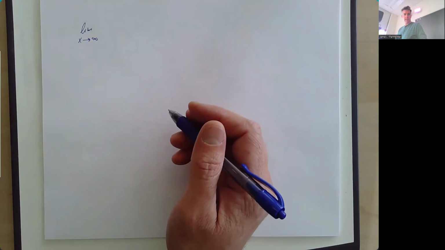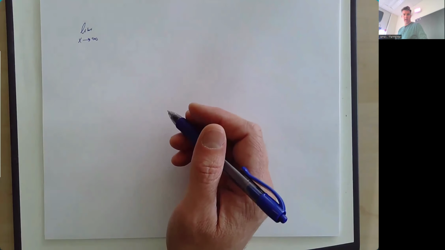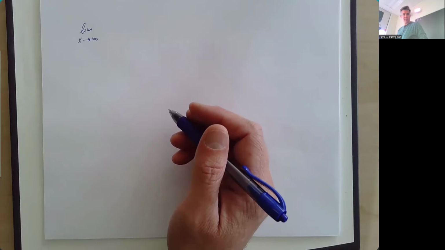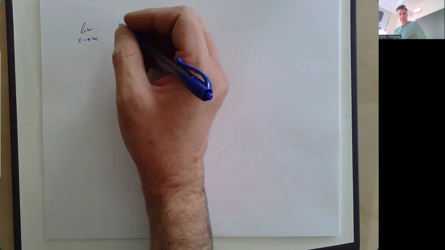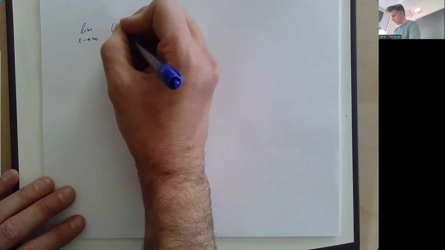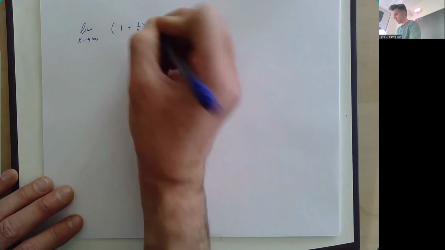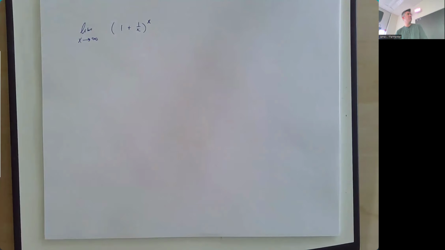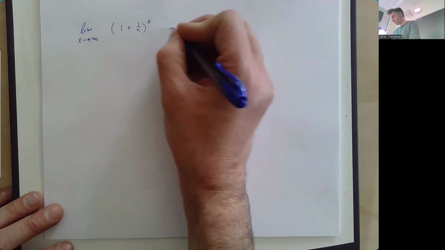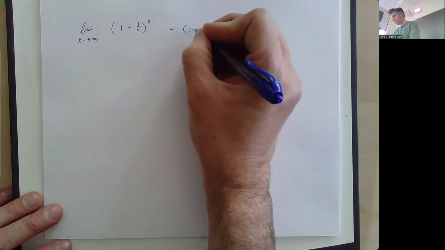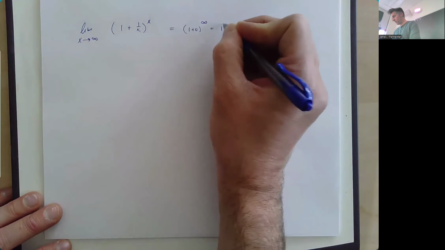Let's try this one instead. Oh yeah, this is a good one. The limit as x goes to infinity of (1 + 1/x)^x, which may or may not look familiar. So this is an exponential form. It's also indeterminate because if you let x go to infinity, you essentially get a 1 plus 0 to the infinitieth power, or a 1 to the infinity.